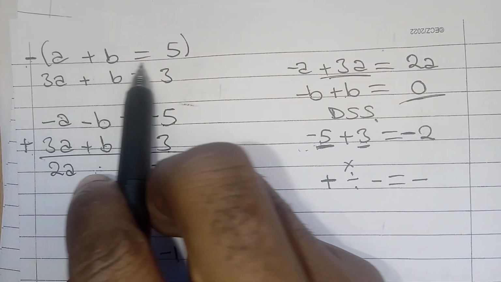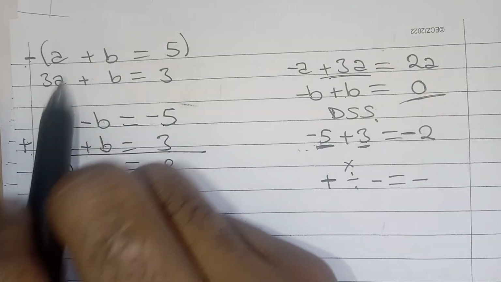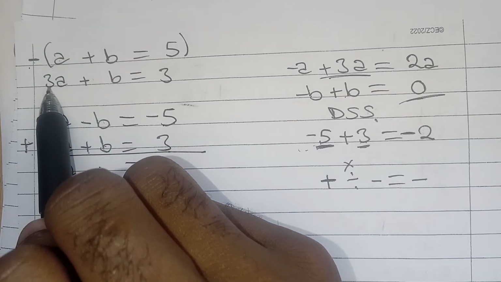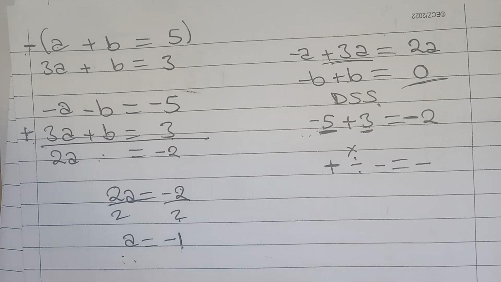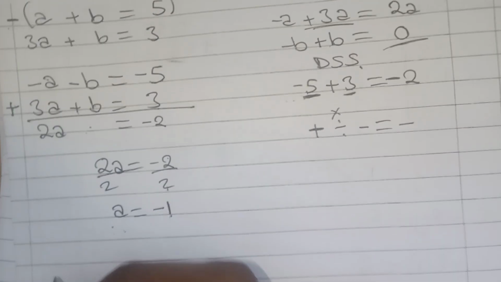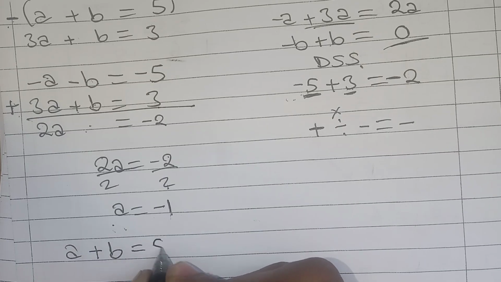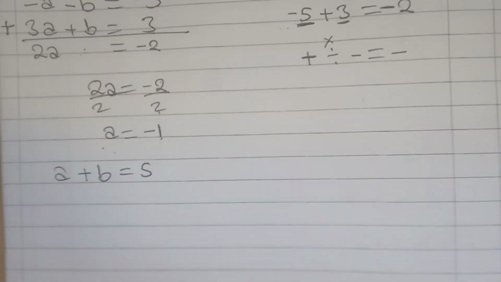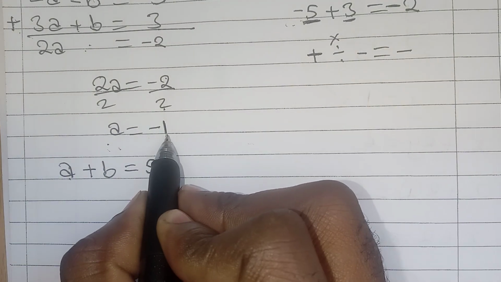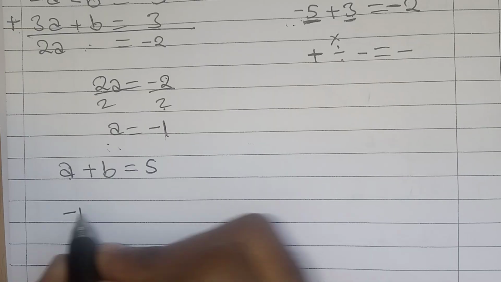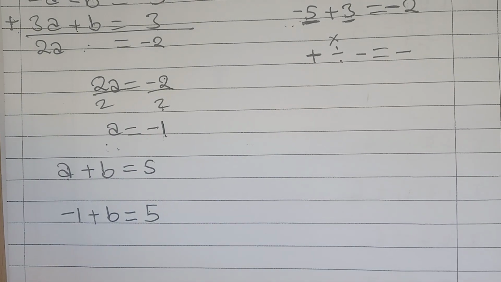So I think the first equation is much easier. As you can see, the numbers here are very small. Even if you decide to pick the second one, the answer will still be the same. So for me, the easiest is the first one. So we have A plus B is the same as 5. So now, where you have an A, just substitute your negative 1. So you have negative 1 plus B is the same as 5.